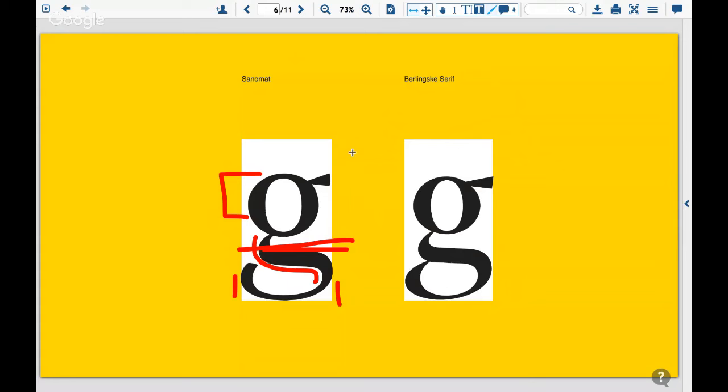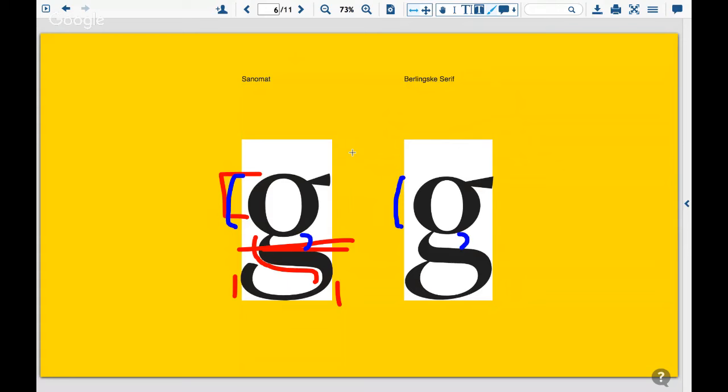Yeah, the top counter or bowl, the head of the G. It's a lot larger. Well, not a lot, but in this micro look at the typefaces, it seems a lot larger than the Berlingske one, I would say. And like you were saying, the amount of space in between here feels a little bit more airy to me in Berlingske. It feels a little bit more delicate in a way.